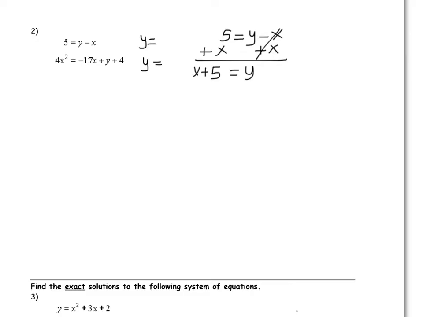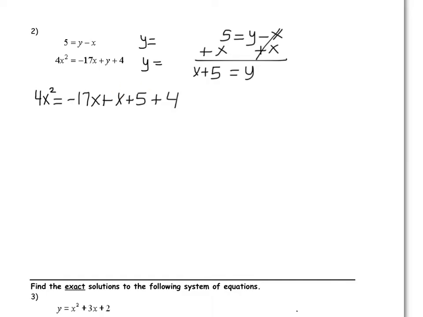So I think I'm going to do it that way. If you feel that you want to try it by setting them both equal to y and then setting them equal to each other, I challenge you to do it and see if you get the same answer as me. What I'm going to do is take this y equaling x plus 5 and substitute it into that one. So I've got 4x squared equals negative 17x plus x plus 5 plus 4. I didn't use parentheses when I substituted because I've got a plus sign in the middle. There'll be no distributing of negative 1.